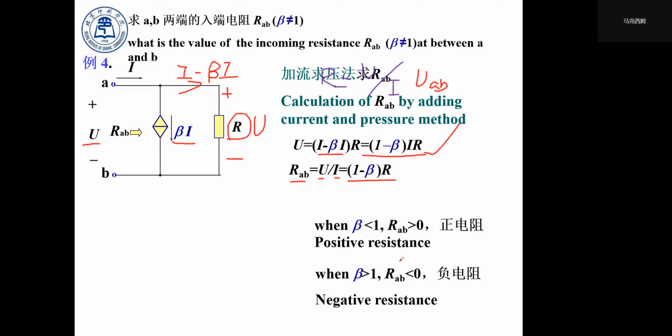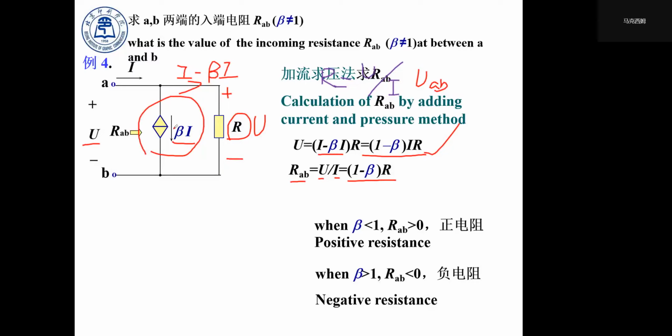So, what does that mean? Have you ever seen any negative resistance? Nope. But it will have the effect of a negative resistance since we have a source here. So if beta is larger than 1, this network is not totally passive. It has a power source. The actual power comes from this controlled current source.